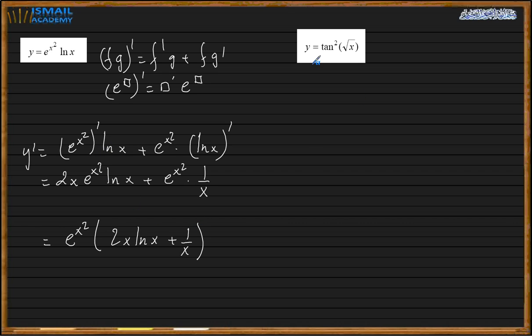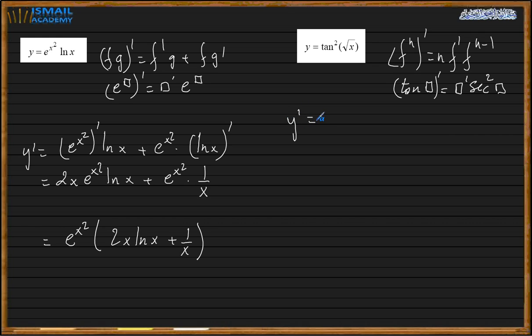So here I'm going to use the power rule, which is (f to the n) prime is n f prime f to the n minus 1, and I'm using the derivative of tangent of something, prime, is the thing's prime times secant squared of that thing.